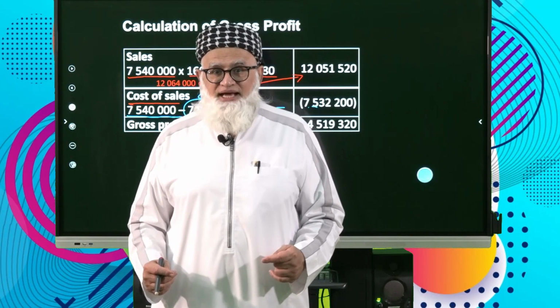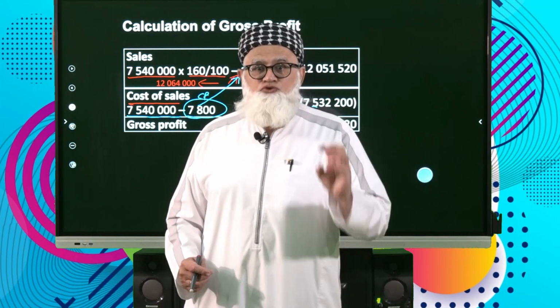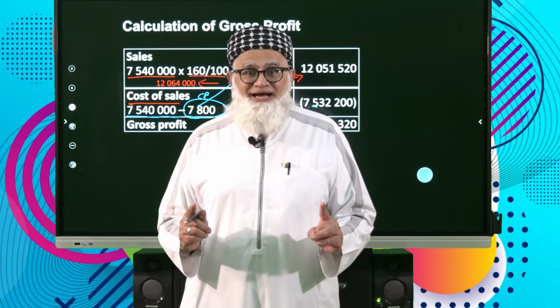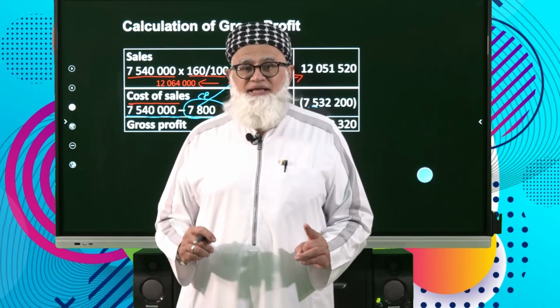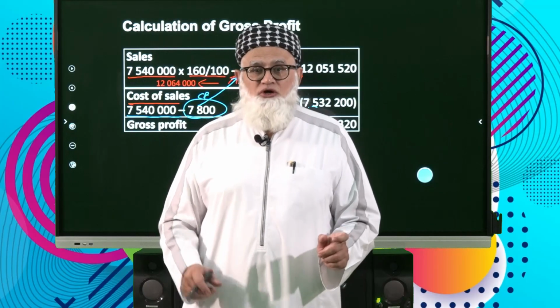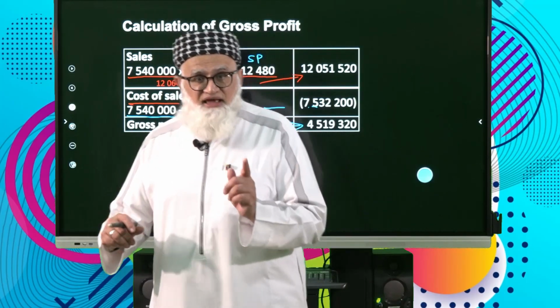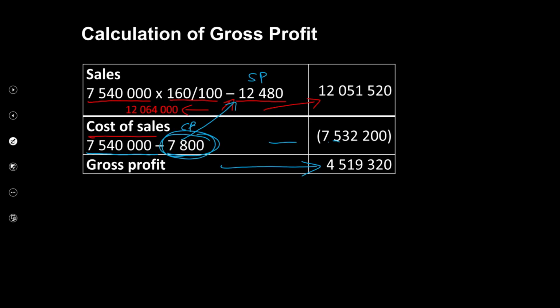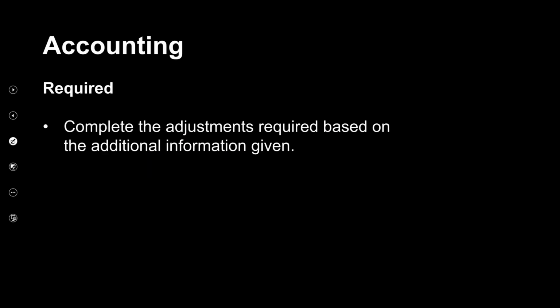Next, go to your cost of sales. The moment there's a return of merchandise, there's always two parts to the entry. The first one is a debit to debtors allowances, a credit to debtors control with the selling price, and the cost price. The double entry is a debit to trading stock and a credit to cost of sales. Therefore, a credit to cost of sales means a subtraction here of 7,800, and this then gives you your gross profit of 4,519,320. Okay, done and dusted.